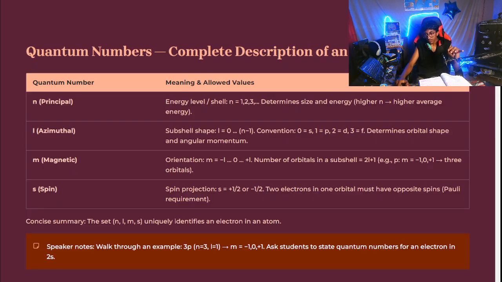Let me give you a summary of all these quantum numbers. Basically, principal quantum number n tells us the shell energy level. The azimuthal quantum number l, it tells us, you know what, just read through this, take a screenshot or something.